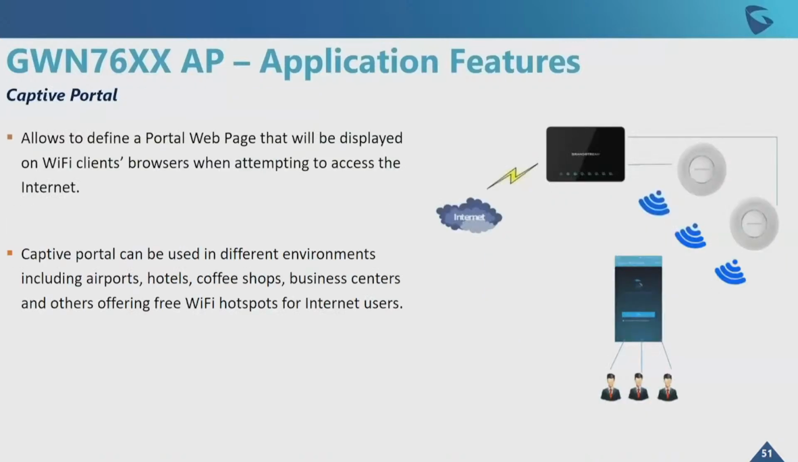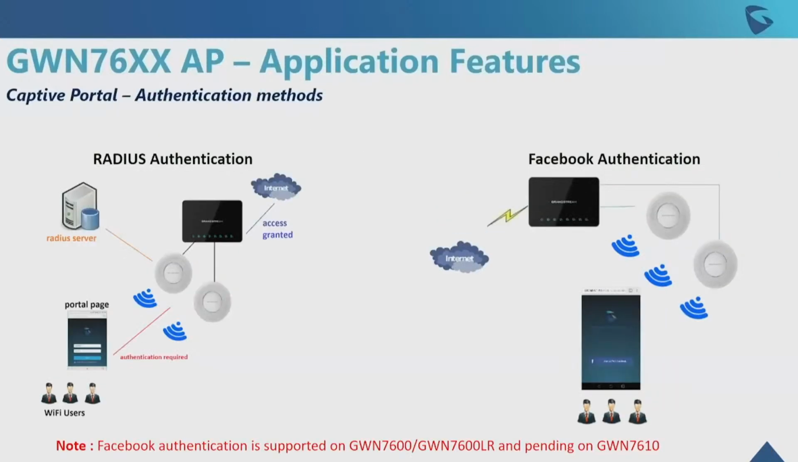You can choose several different authentication methods. Of course, you can choose not to have any authentication and just have them click on the terms and conditions page typically. One is using an external RADIUS authentication server, and from here, when they access your Captive Portal page, typically you ask them to enter a username and/or password, and from there the access points or the GWN 7000 will contact the RADIUS server for authentication, and upon successful authentication, access to the internet would be granted.